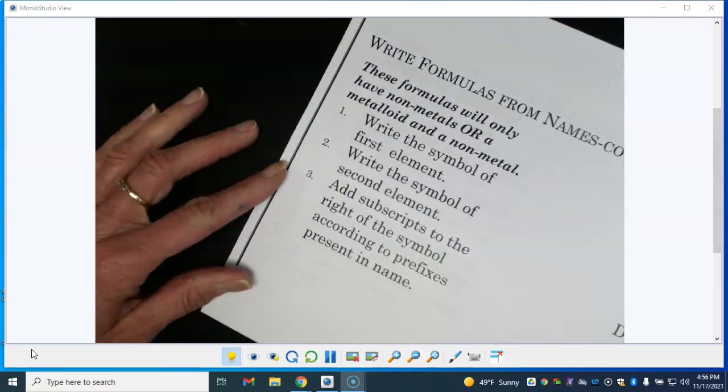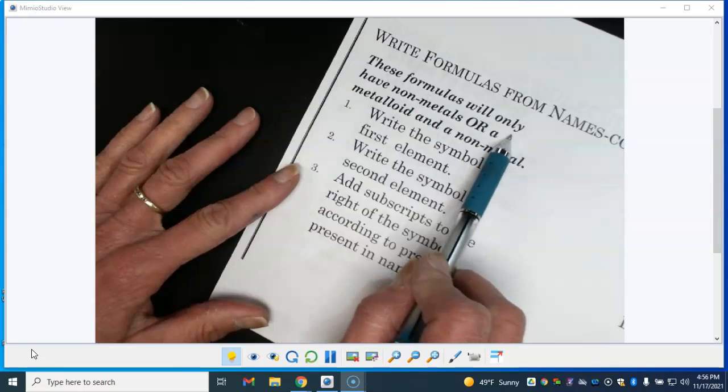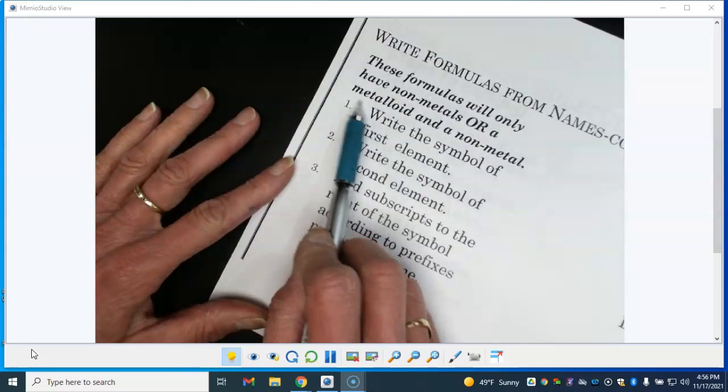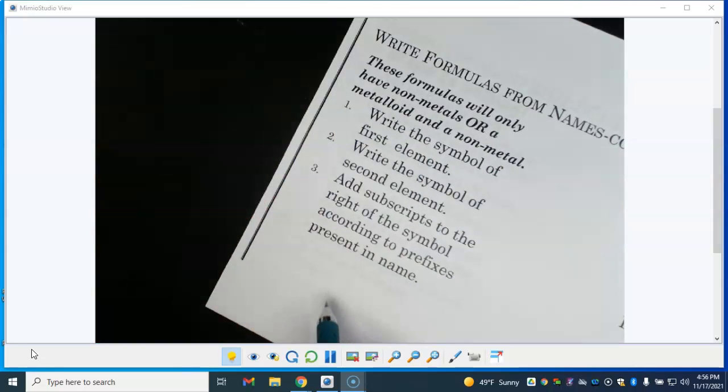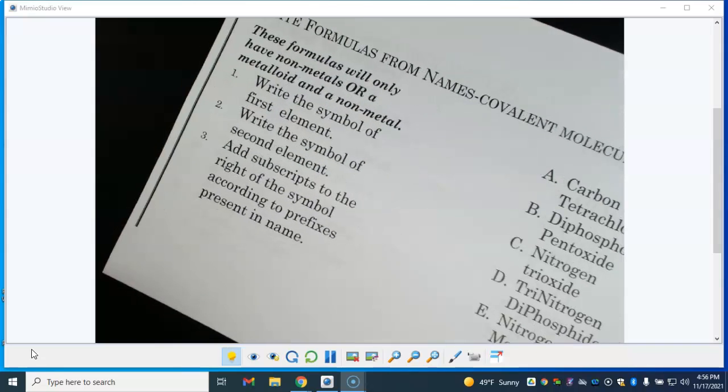Okay, so real quick here, these formulas will only have nonmetals or a metalloid and a nonmetal in them. That's absolutely the case. So when you're writing formulas from the names, you're never going to be dealing with any of the metals. So what we're going to do is start and look at the name of our first one.